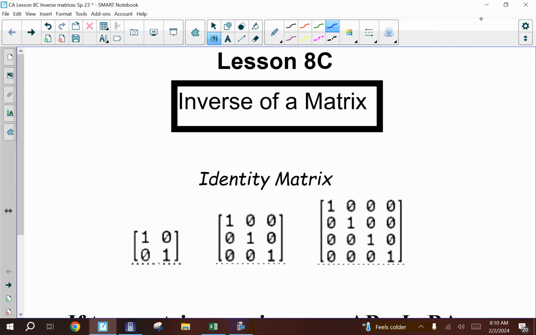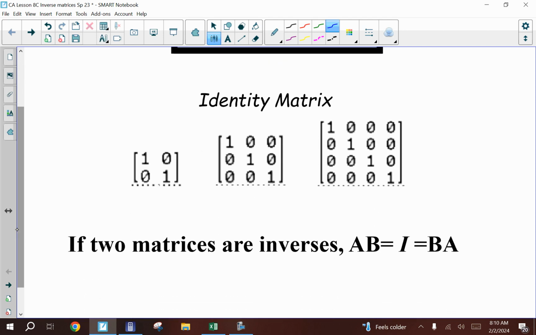Okay, so now that you know how to find the determinant of a matrix, we're going to use that to help us find the inverse of a matrix. Now, before we get into the actual calculating, we have to understand what an identity matrix is.